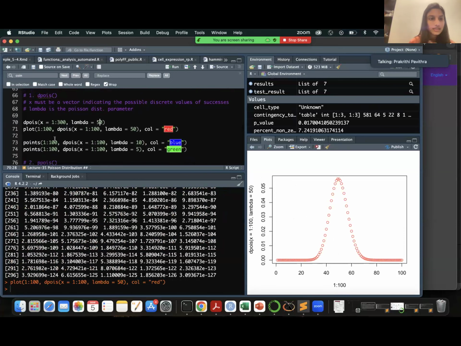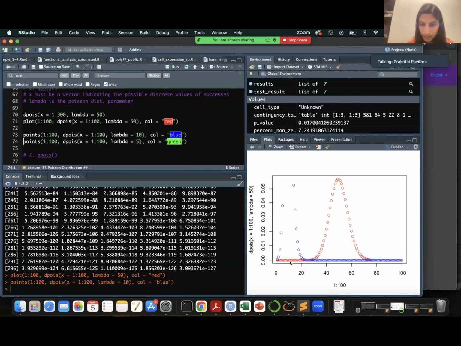And let's just overlay other distributions on the same plot. If you write another plot command, it'll just give you a new plot, which means the whole outline, the x-axis, y-axis, and all this. But here you just want to add points. So instead of plot, you write points, and the same thing, whatever it is, you specify a different color. And here we specify a different lambda. All the other things are the same.